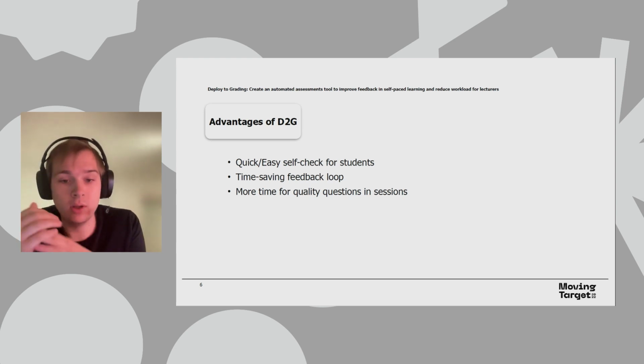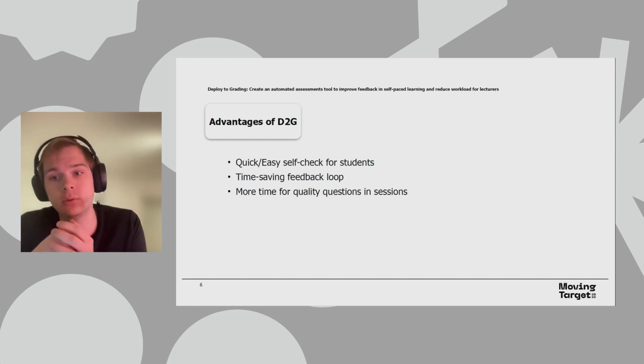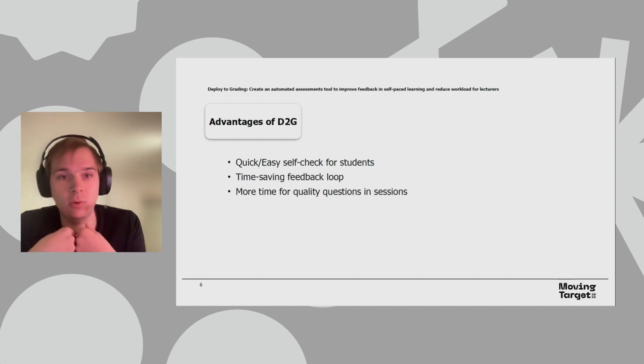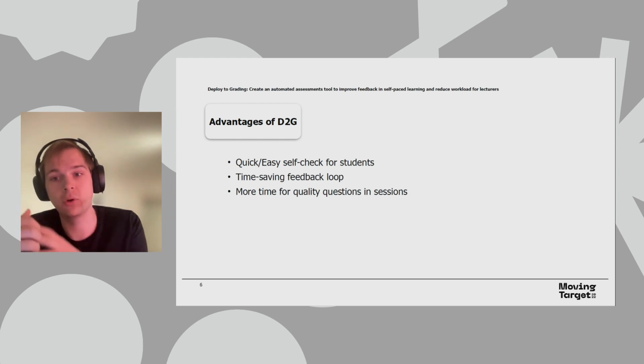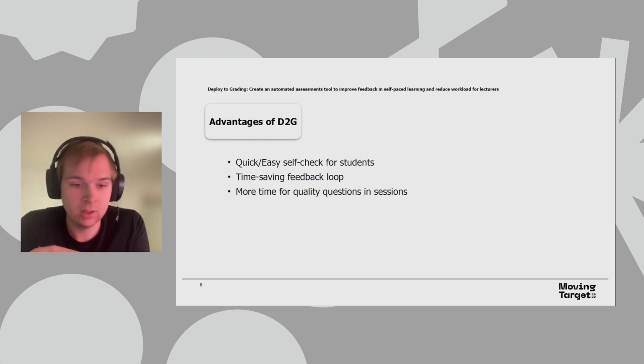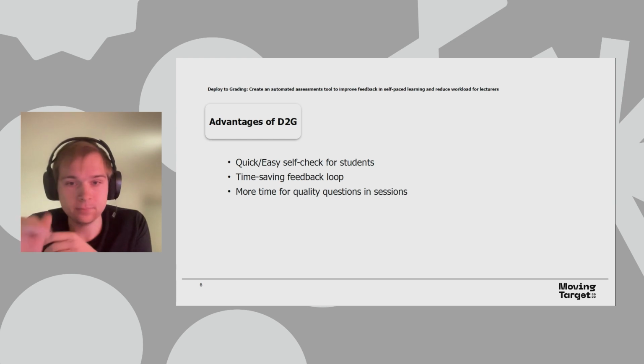This system allows us to provide an active feedback loop in real time for the students. The students can use the system to check for themselves if they are on a good way or need to rethink something. And in the sessions, we now have time to discuss high quality questions because we don't have to talk about the basics anymore. Next slide.